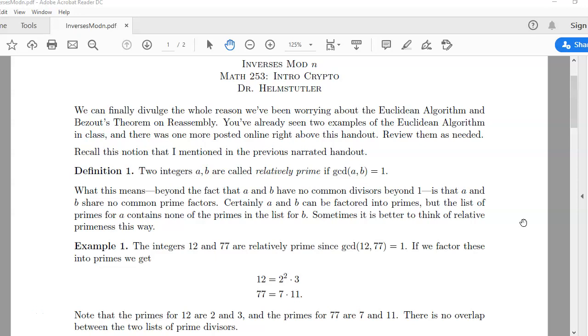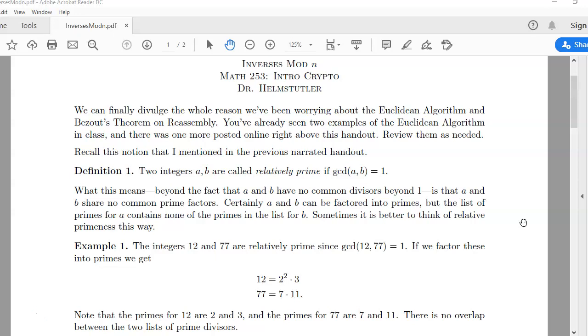I will try to walk you through this lecture on inverses mod n, and we'll finally see why we've been caring so much about the Euclidean algorithm and Bezout's theorem on reassembly. Since this is the first actual lecture we're going to do together, the previous thing was just an example. This one has some exercises in it for you to do for a grade on Canvas. As I walk through this document, I'll point out that feature and how you'll do that in Canvas, and this is how you're going to learn the material: you'll check your understanding by doing these exercises.